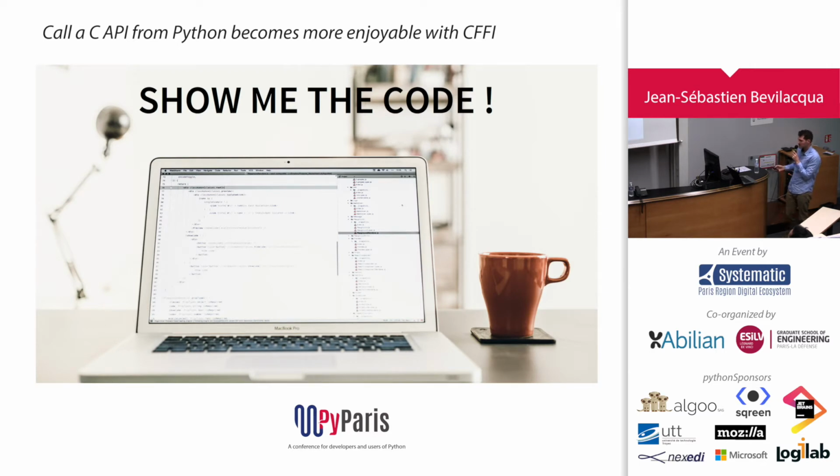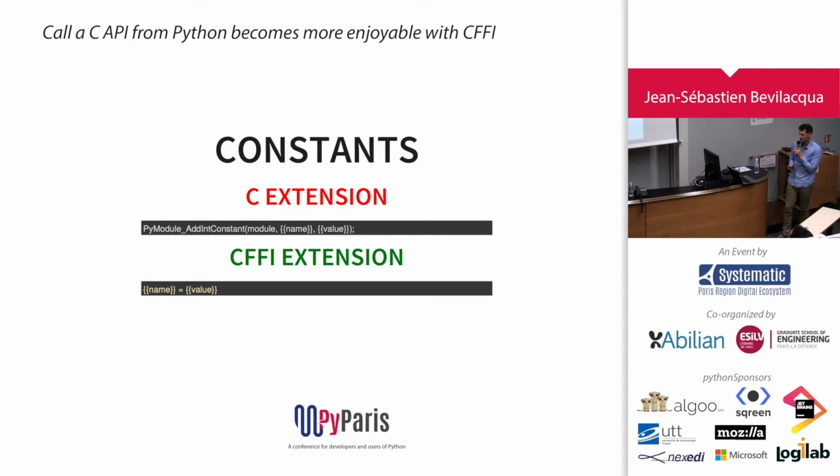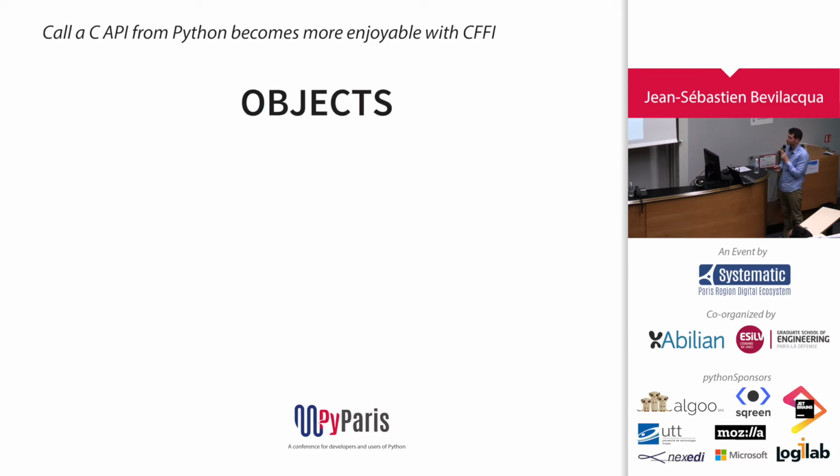But you don't have to trust my words when I say CFFI is better. Let's see it in action, and you will understand. So constants are the easier part, and both cases are simple. In C, we just use the CPython API to add constants to our module, but we have to take care about the type of the constant. With CFFI, it's just Python, and it's a dynamically typed variable. So we don't care about the type. But with only constants, you don't go far.